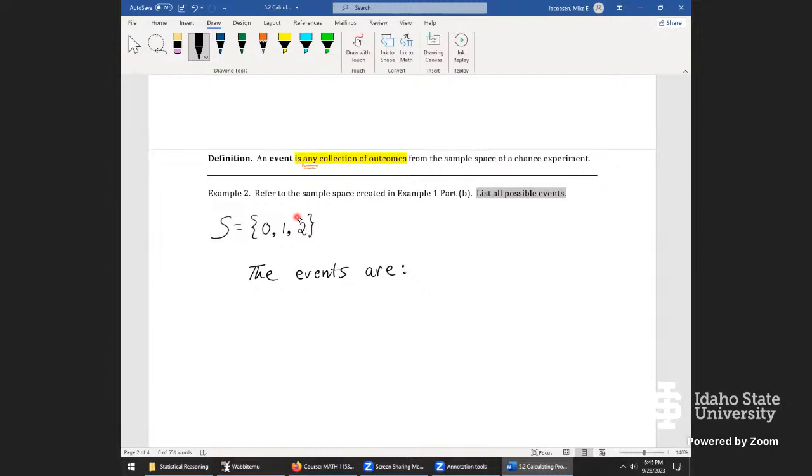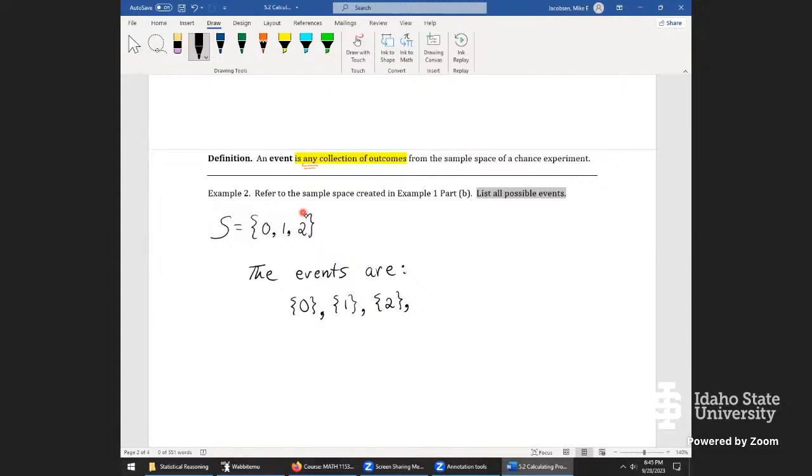So first are the really simple events. You could have just a 0. The next event could be just a 1. Events are also sets, so we're using curly braces to enclose them. And the next possible event that contains just one element would be 2. So we took all the events that contain exactly one element.